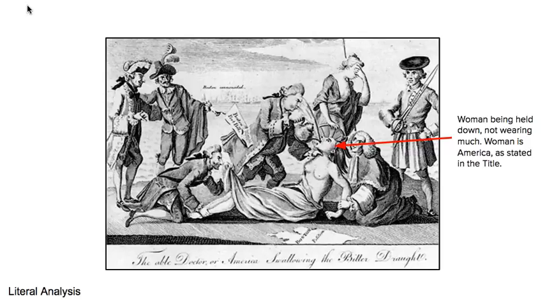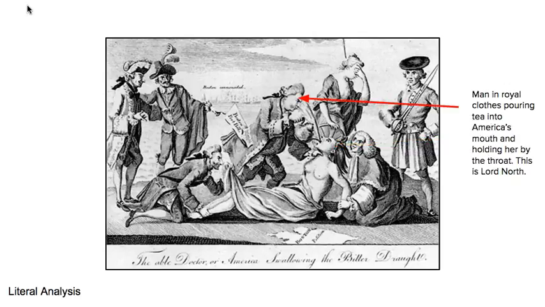I can see, and whilst I'm jumping ahead a little bit here, that there's this person in the foreground, drinking or being forced to drink some kind of tea, and so the bitter drought must be the tea. Therefore, America is swallowing the bitter drought. So the person in the foreground lying down must be America. So I can see a woman being held down who is America.